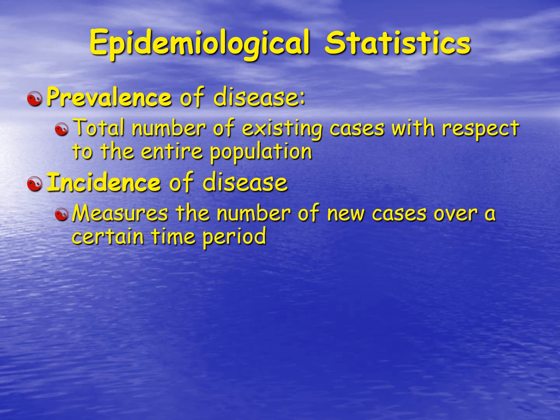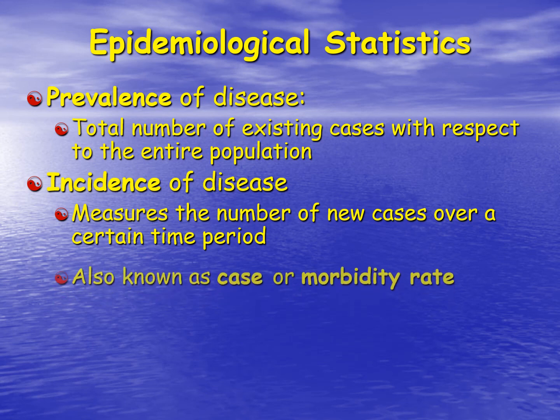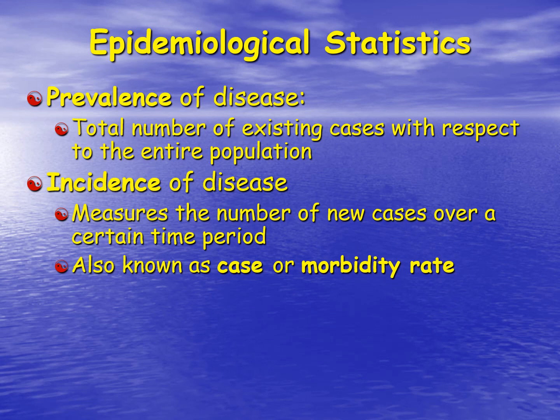Incidence of disease measures the number of new cases over a certain period of time. So I've been following Johns Hopkins University's COVID maps, and they report incidence rates. Incidence rates are the number of new cases every day over a period of time within a certain population. So I can look at the incident rate of coronavirus in Greene County. Incidence is also known as the case or morbidity rate, those that have the disease.